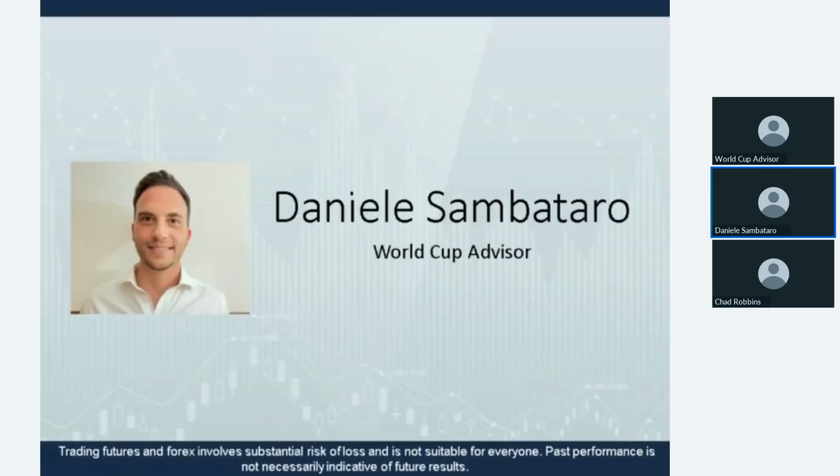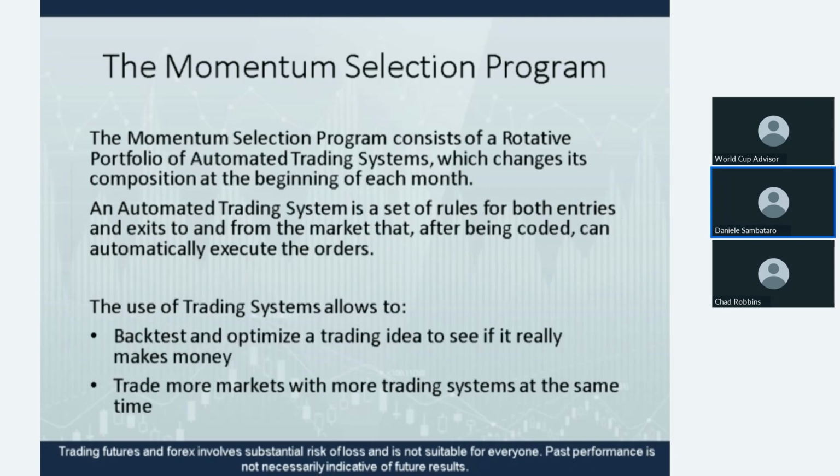For the introduction, Chad, and thank you to all the attendees for coming along to hear me talk about my trading approach. To do that, I will describe the momentum selection program, which is the result of all the research I've been doing for the last 6 years. So, the momentum selection program consists of a rotative portfolio of trading systems, which changes its composition at the beginning of each month.